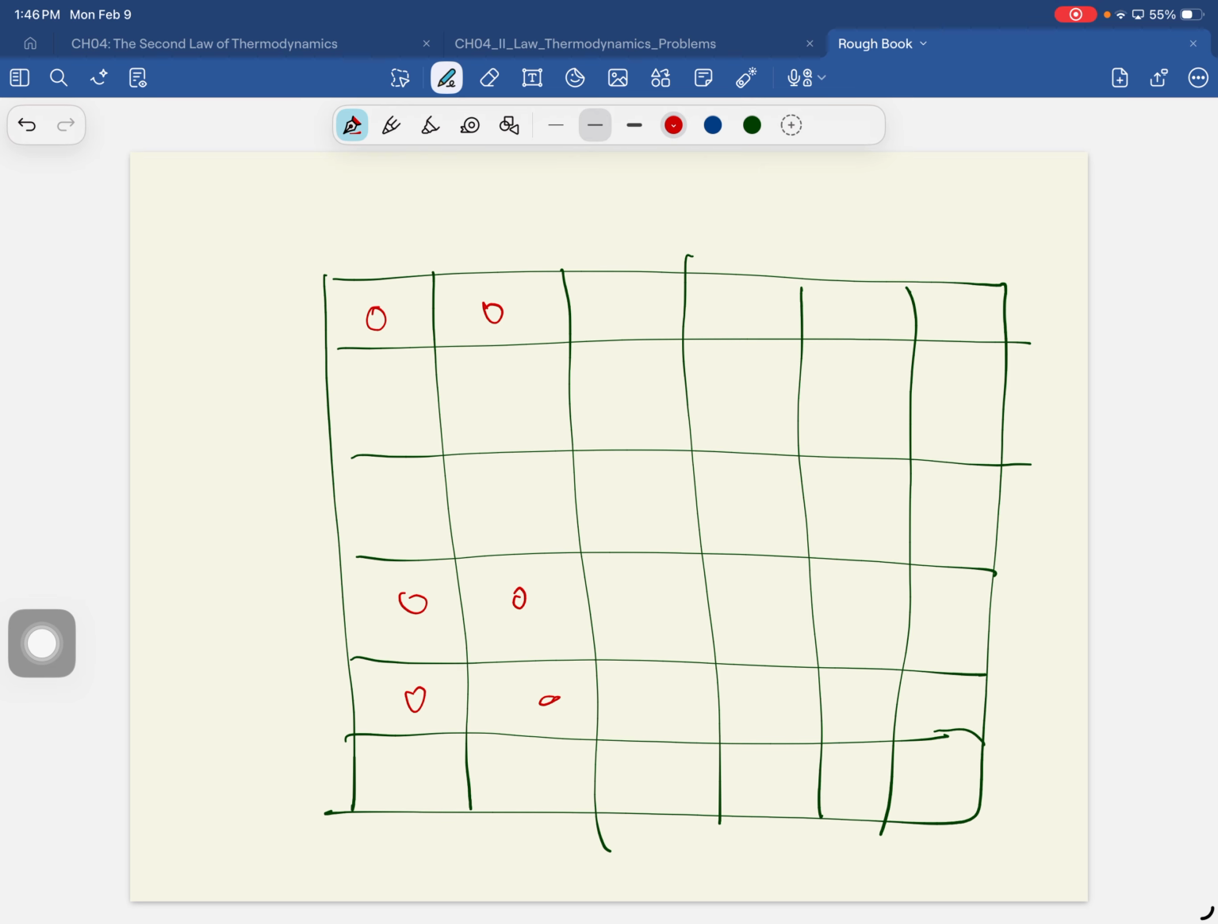So again, if you had 100 molecules in this room, for 1 second in 1 trillion times the age of the universe, you'd find all the 100 molecules here.